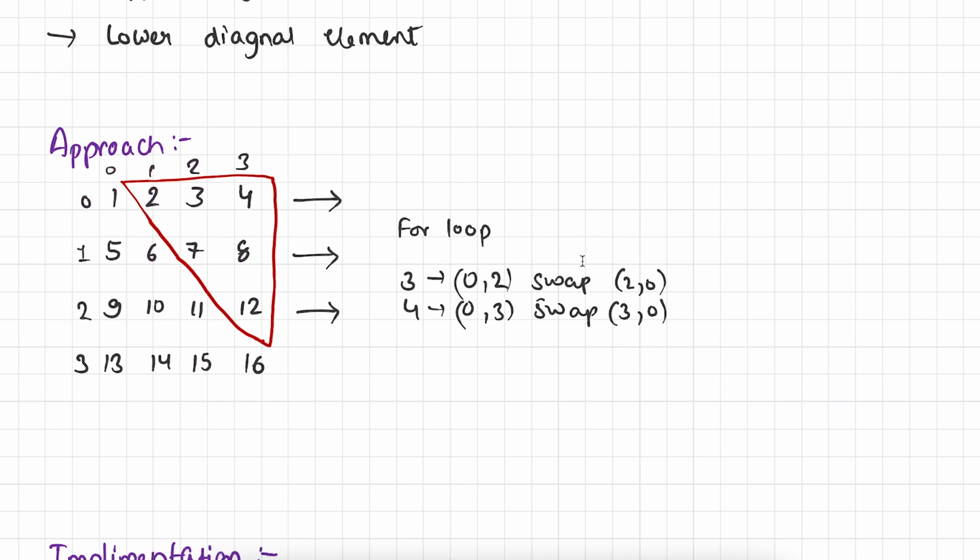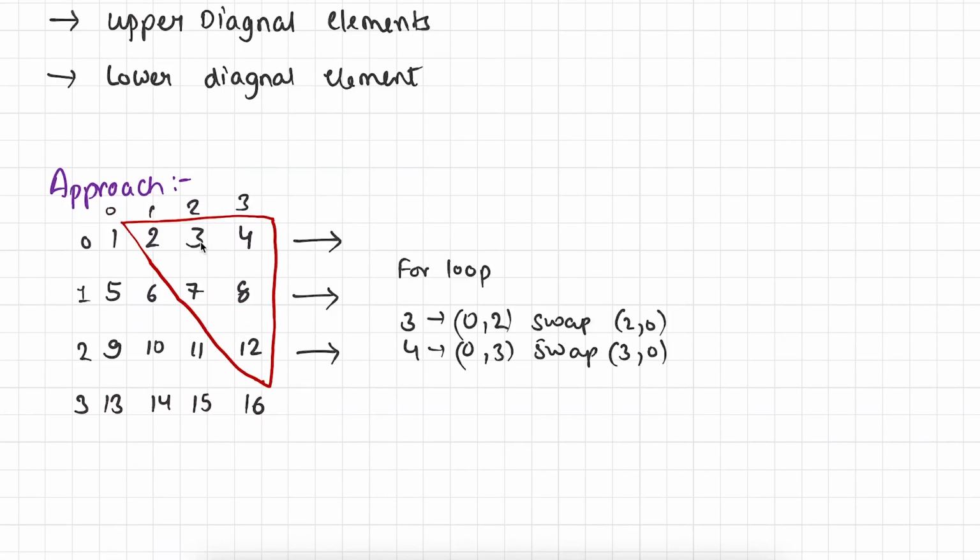So our approach would be, first we have to run a loop for the first row, second row and third row, because these are the elements that appear above the diagonal.